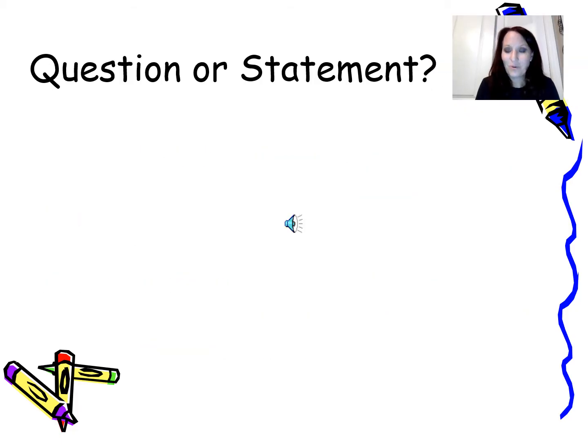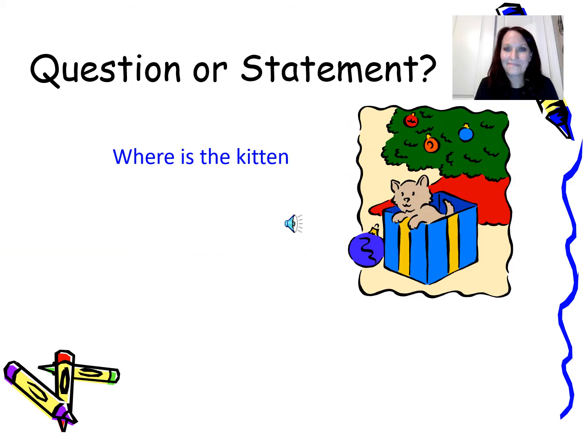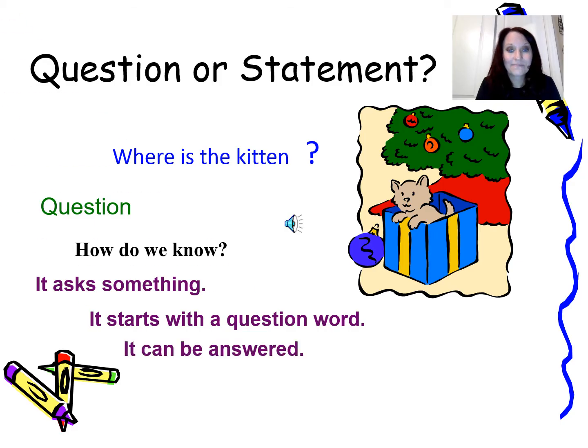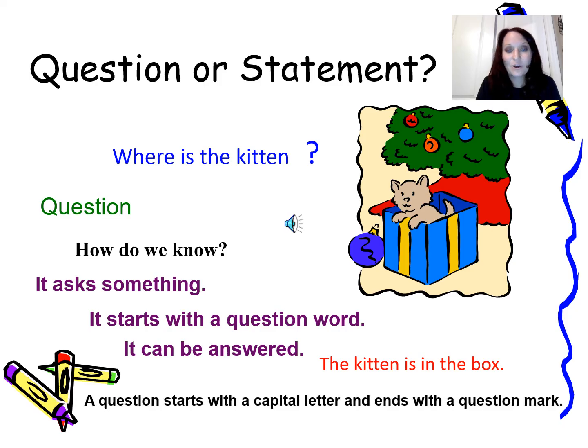Next one, question or statement. Where is the kitten? If you said question, you're correct. But again, how do we know it's a question? That's right. The question is asking us something. It's starting with the question word, which is the word where. It also can be answered because where is the kitten? The kitten is in the box. And a question also starts with a capital letter, but this one ends with a question mark. Okay, put a tally mark if you got it right.